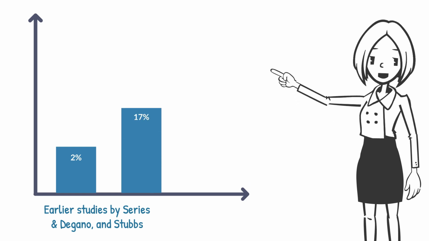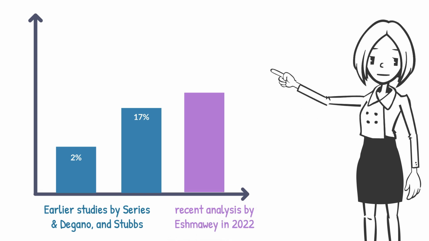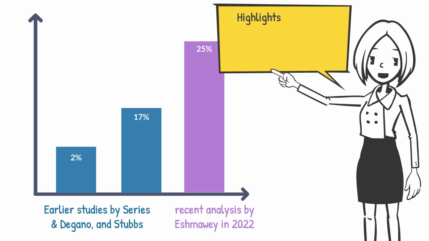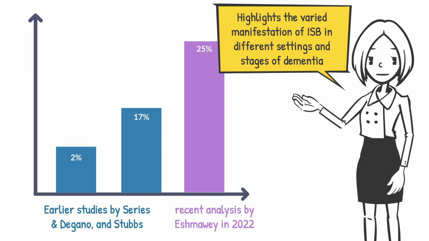Then, we move to a more recent analysis by Eshmaway in 2022, revealing a prevalence stretching up to 25%. This discrepancy highlights the varied manifestation of ISB in different settings and stages of dementia. It's not just about numbers, it's about understanding the diverse behavioral landscape we navigate in dementia care.